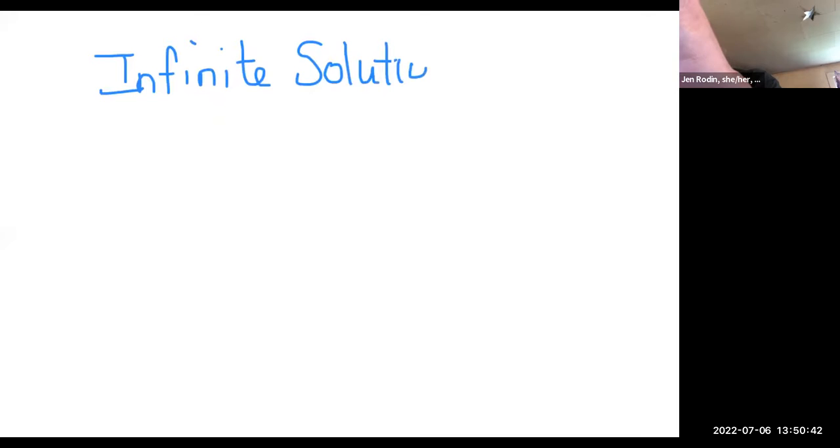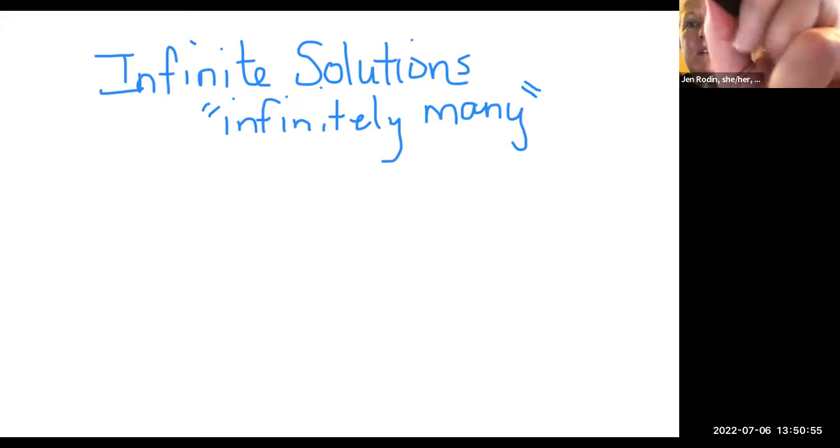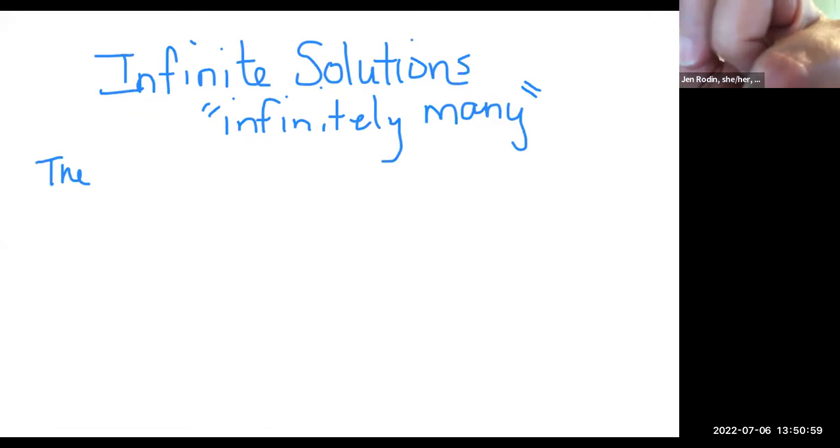Okay, so very similar is the other thing that can happen where you get infinite solutions. Or you might have learned infinitely many if you've learned this before. And that's if the two sides of the equation are secretly the same line.